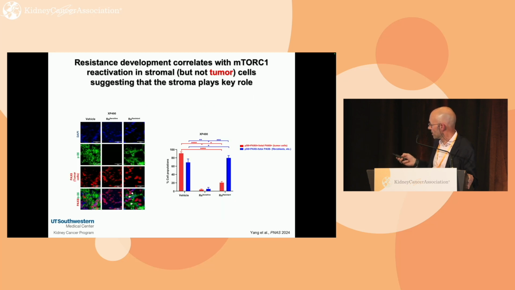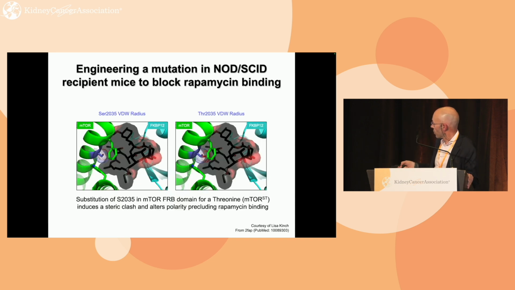So interestingly, however, while the tumor cells, which are labeled here with the PAX8 marker, don't reactivate mTOR when resistance develops, the stromal cells do. So resistance is associated with reactivation of mTOR in stromal cells, but not tumor cells. So that suggested to us that the cells of the microenvironment were playing a role. So what we decided to do is engineer a mouse with this mutation. I'm not going to go through the details, but this mutation interferes with drug binding.